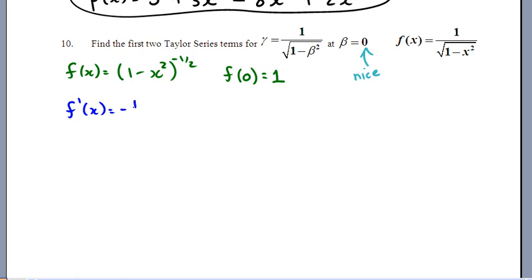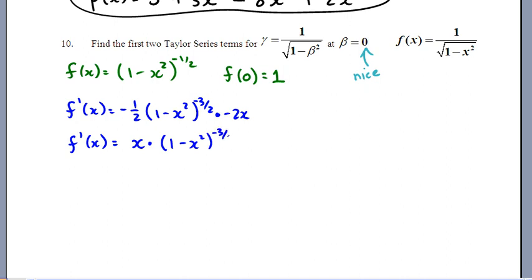Okay, take my derivative here. I'm going to have negative 1/2, 1 minus x squared to the negative 3/2 times a negative 2x. Now I can tidy that up a little bit. The negative signs cancel, and so does the half and the 2. So let's tidy it. We're going to end up with x, bring it up to the front here, 1 minus x squared to the negative 3/2. And if I evaluate that derivative at my nice point, this beta value of 0, I actually get 0.